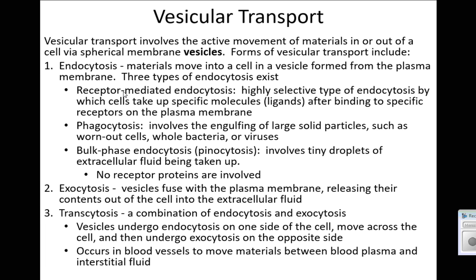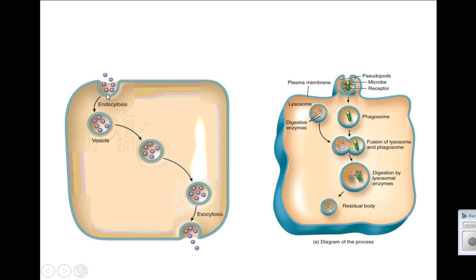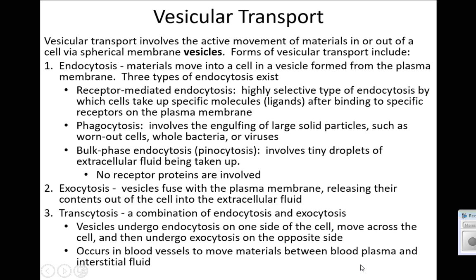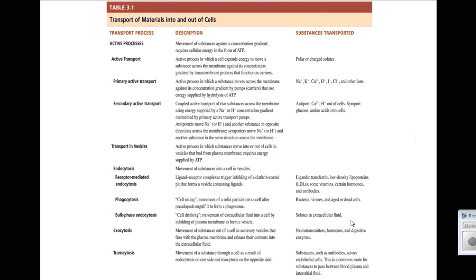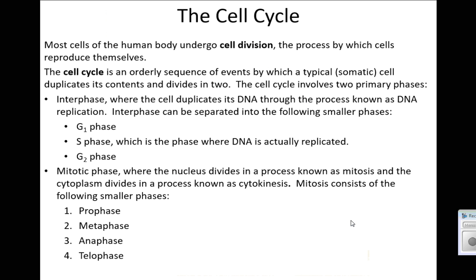Like I said, the opposite of endocytosis is exocytosis, and then a combination of the two is trans, which means across or through. On one side of the cell, they go into the cell as endocytosis, move across, and are spit out on the other side by exocytosis. We'll talk a little bit about that later in the semester as well, but not very much. Table 30.1 from your textbook is just a nice summary of those various things that we just talked about.